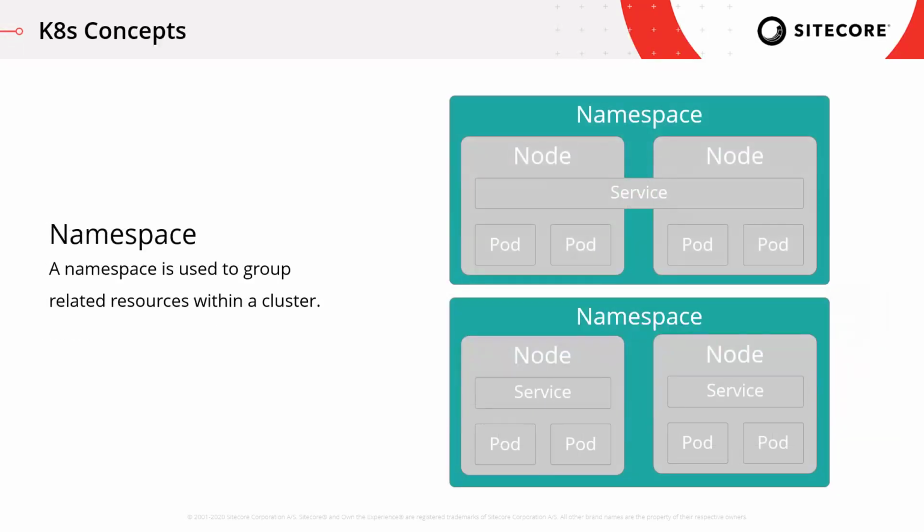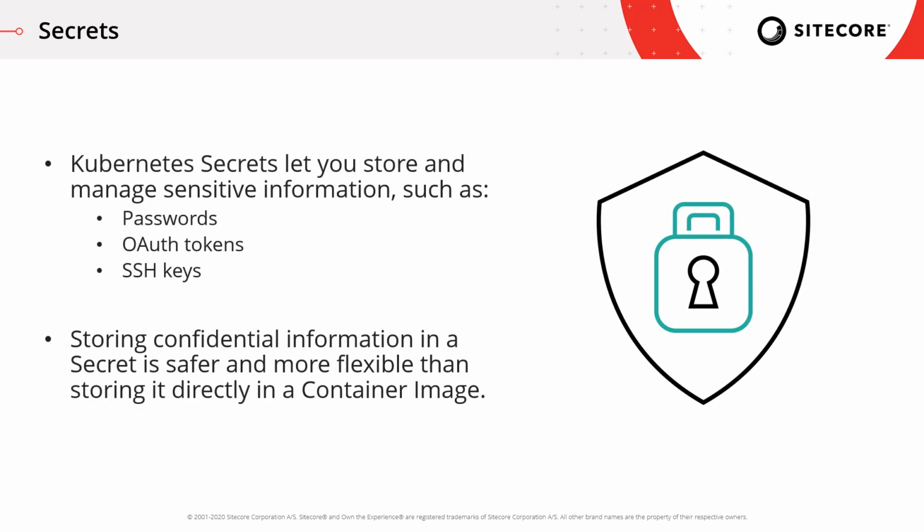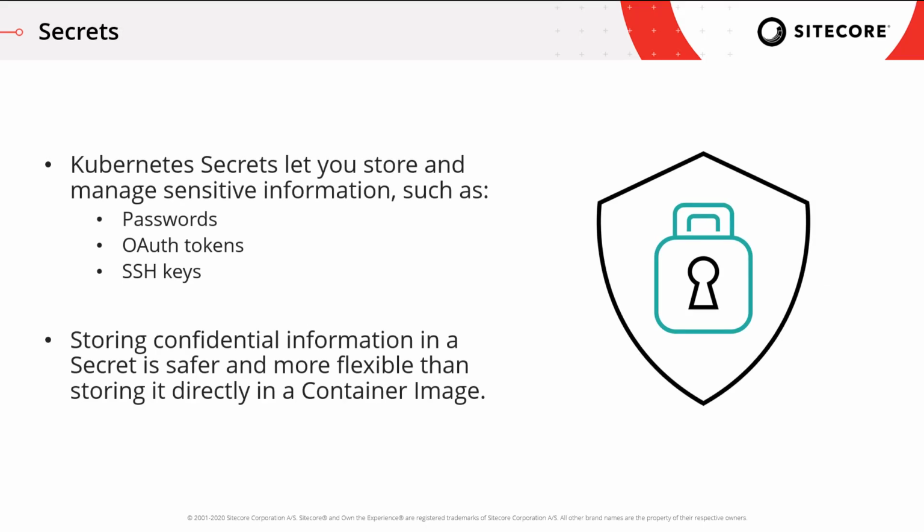Finally, a namespace is used to group related resources within the cluster. The last concept for Kubernetes we need to discuss is secrets. You don't want to store things like credentials, passwords, API keys, and other secrets in your source controlled repository, as it makes it more difficult to change those should the need arise.